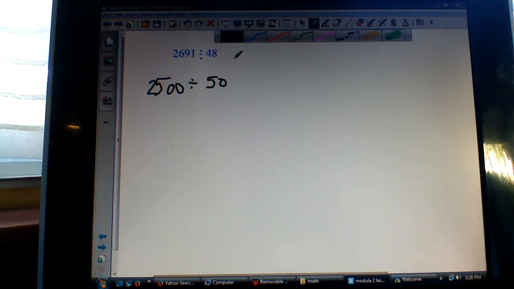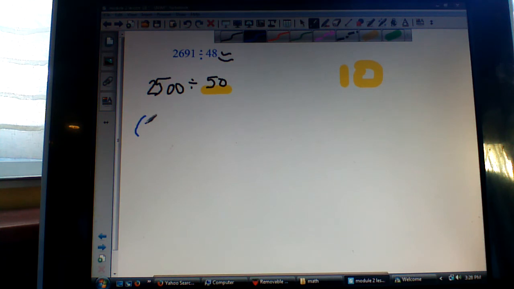Even though the rule says you bump it up and this should go up, for our purposes and for this type of work, when you're finding an estimate, you should find the closest number you can that's easily divided by the divisor. Okay, so now we need to know what unit form this is. The unit form is 10 again, correct?